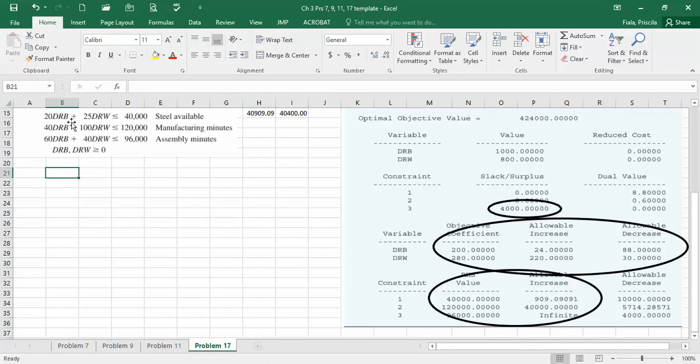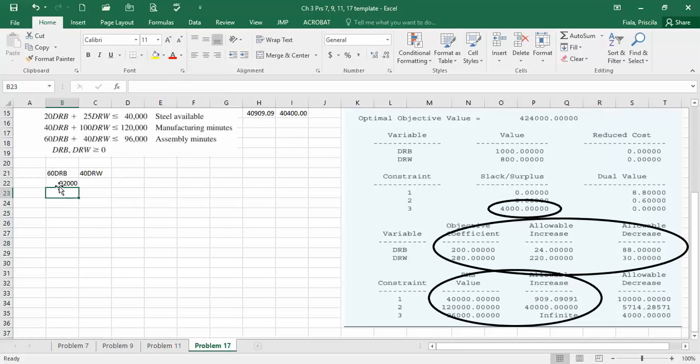If I do this right here, 60 DRB plus 40 DRW, how much am I going to get? Well, if I have 1,000 of DRB and 800 of DRW, let's do 60 times 1,000 plus 40 times 800.